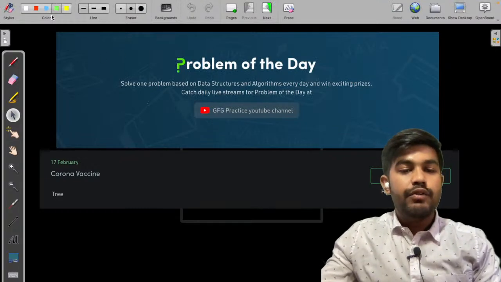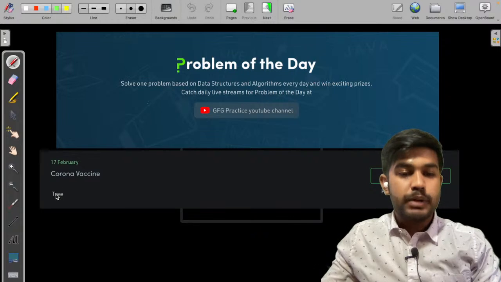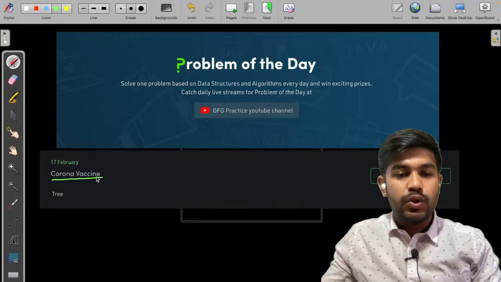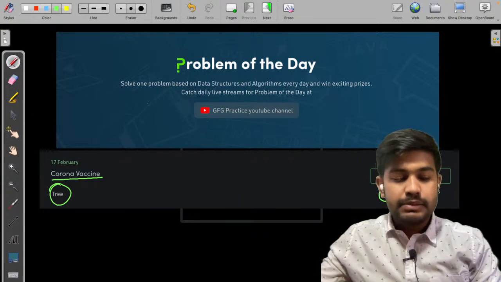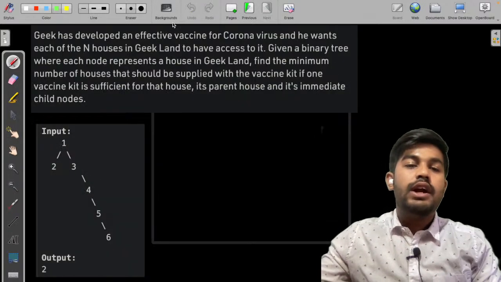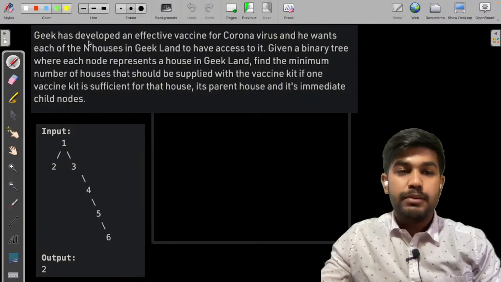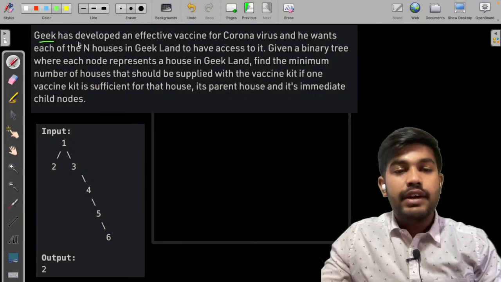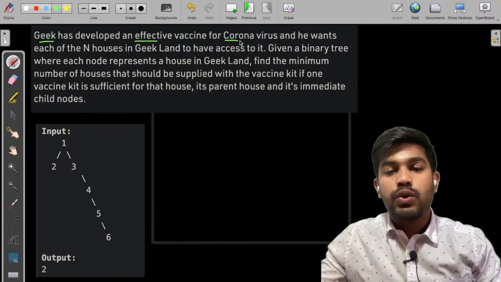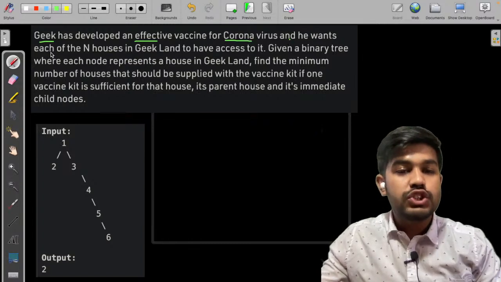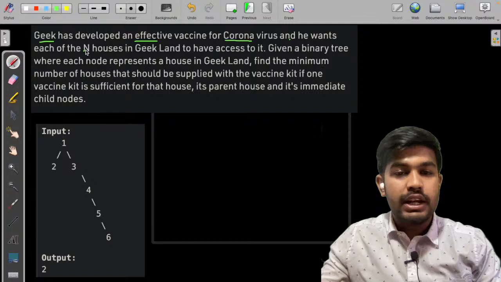Okay, today we would be discussing yesterday's problem of the day, that is corona vaccine. This is a problem of tree and this is a hard level problem and the success percentage of this problem is 72%. Okay, now let us move and understand the problem statement. So we are given, so Geek has developed an effective vaccine for coronavirus and he wants each of the N houses to have access to it.